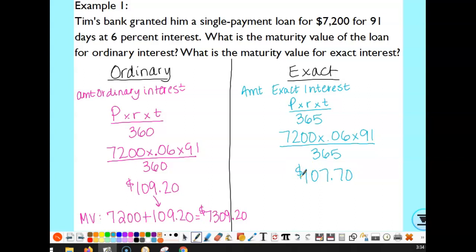That's the amount of interest, but we have to calculate the maturity value, which means we're going to pay back that $7,200 plus this exact interest that we just figured out, 107.70. So $7,307.70 is the amount for the exact interest that we would pay back.